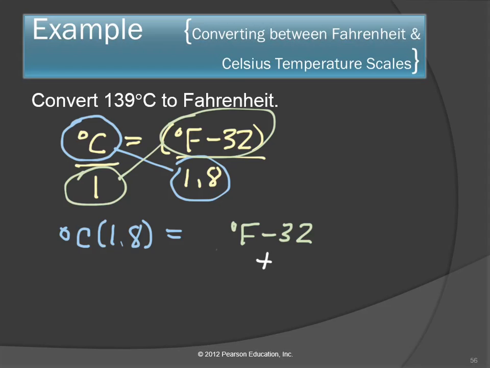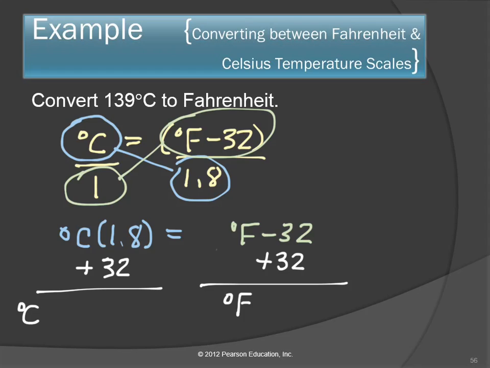So I'm going to add 32 to this side, and that's going to give me just degrees Fahrenheit. And I'm going to add 32 to this side, and that's going to get me degrees Celsius times 1.8 plus 32. Okay, that's algebra. That's rearranging an equation. Can we use that equation instead? Remember that one. If you memorize it, absolutely.